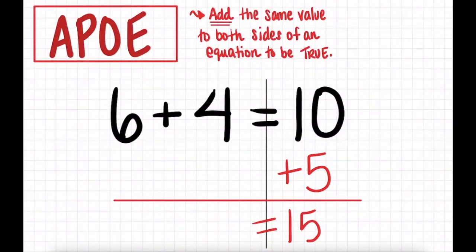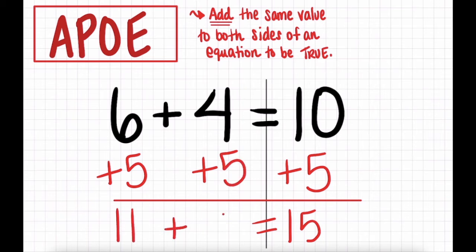What if I add 5 to both? Add 5 to 6 and add 5 to 4. 6 plus 5 is 11. 4 plus 5 is 9. Does 11 plus 9 still equal 15? No, this is now a false equation, and here's why.